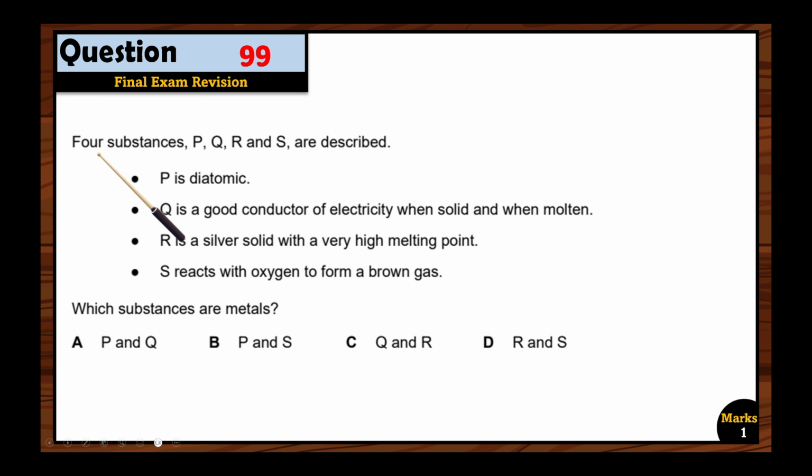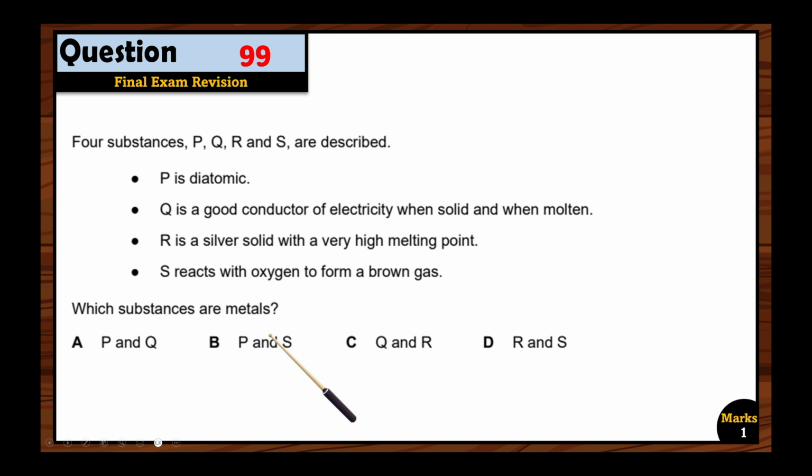Question 99. Four substances P, Q, R, and S are described. P is a diatomic. Q is a good conductor. Okay, diatomic. Who can be diatomic? Of course, it's a non-metal, because mostly non-metals form diatomic molecules, like group 7 or group 5 or group 6. So it means P is a non-metal.